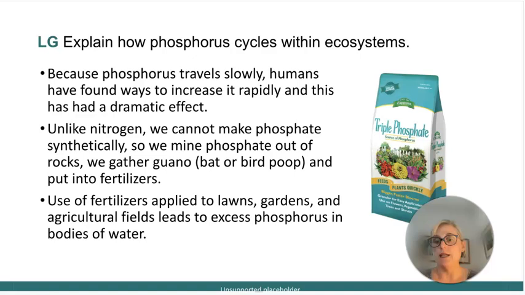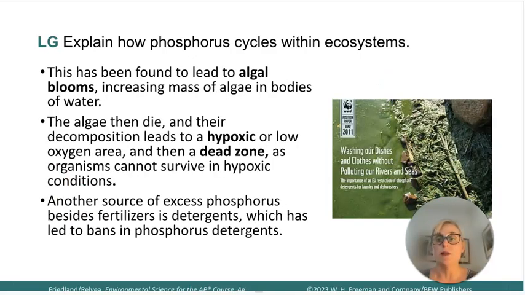And then the algae dies, is decomposed, and the decomposing bacteria use up the oxygen, and that's our eutrophication. And here it is written for you. So too much phosphorus and too much nitrogen can cause algal blooms, and then they die. The decomposition leads to hypoxic. The term hypoxic means lack of oxygen, and then a dead zone because the decomposing bacteria use up the oxygen.